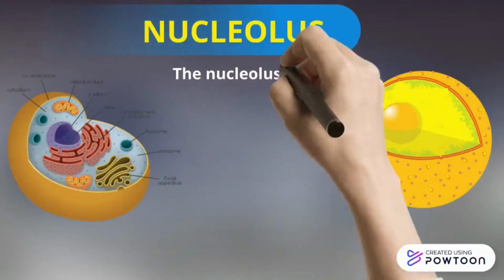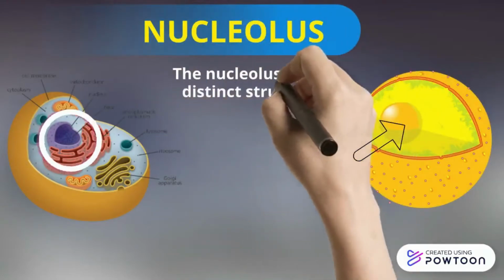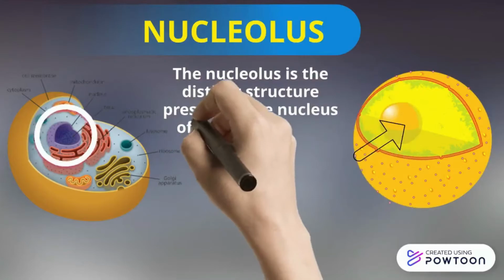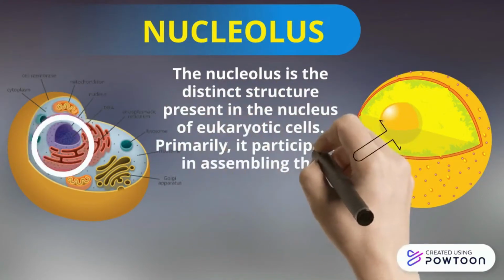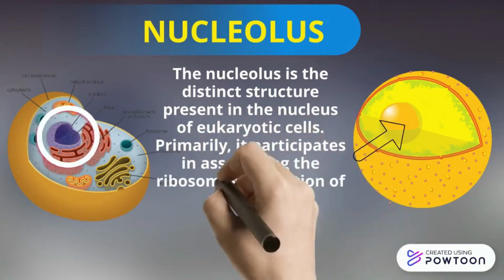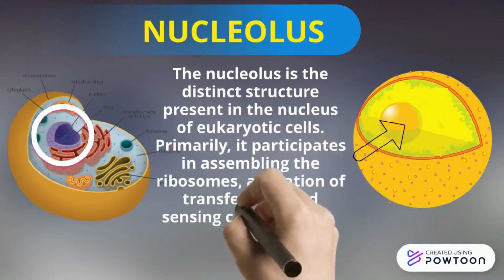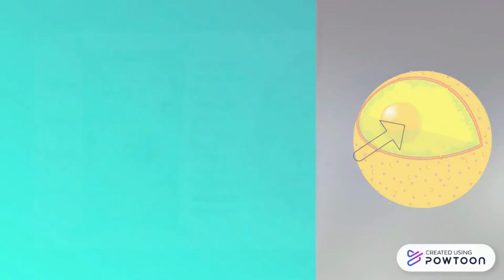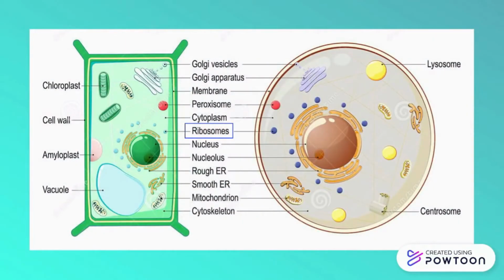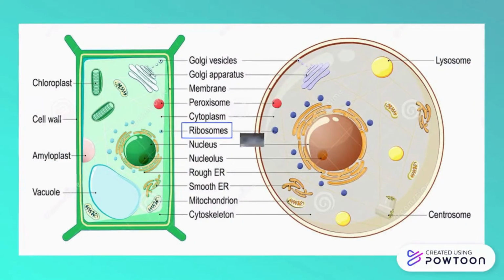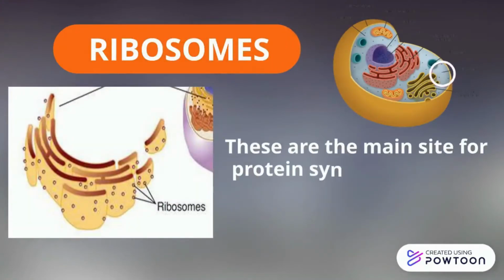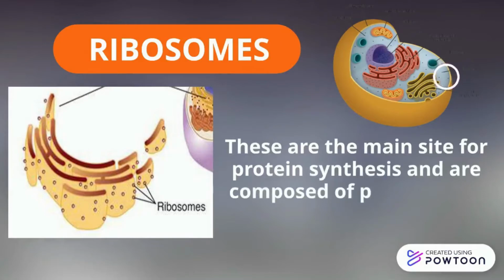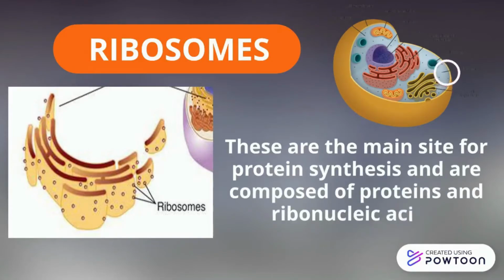The nucleolus is the distinct structure present in the nucleus of eukaryotic cells. Primarily, it participates in assembling the ribosomes, alteration of transfer RNA, and sensing cellular stress. Ribosomes are the main site of protein synthesis and are composed of protein and ribonucleic acids.